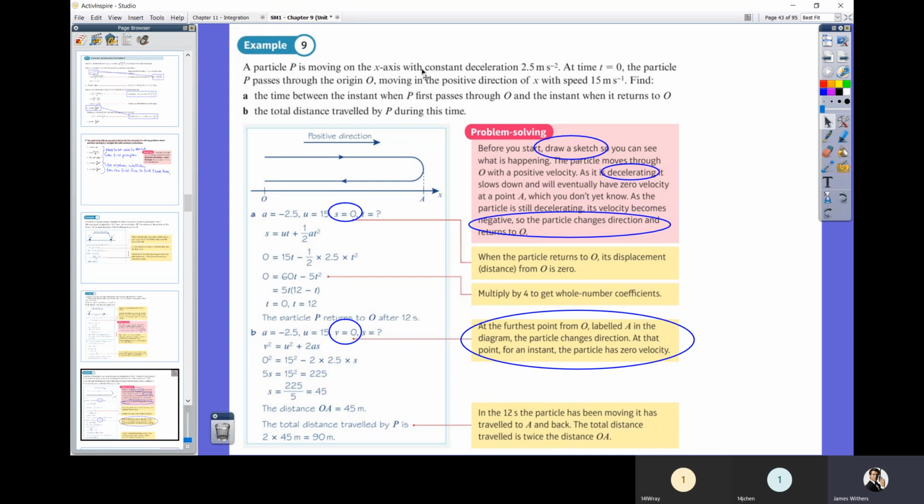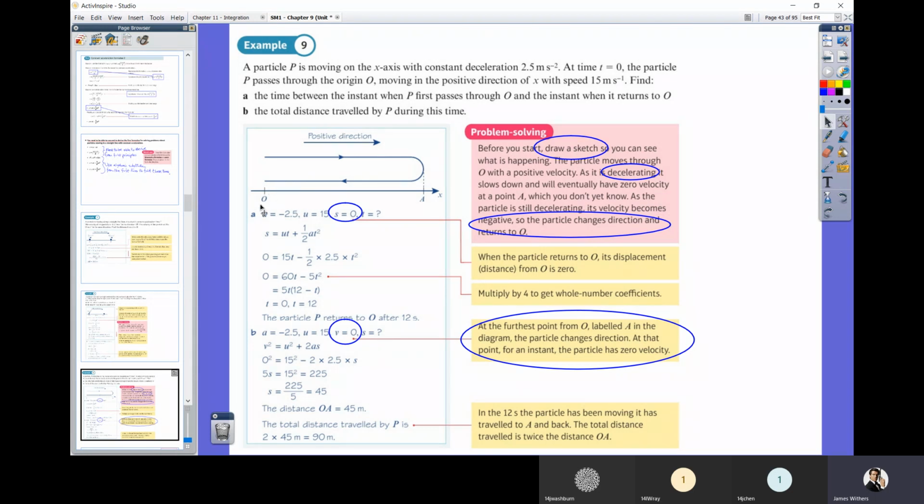Now, when we have a situation where we are decelerating, just think it through. Say we're moving from left to right and we're decelerating. So we're getting slower and slower until we actually come to a stop. But then as you continue decelerating, your direction changes and you start going back to where you started and beyond. So a typical question when you're decelerating is to find the time between the instant when P first passes the origin and when it returns to 0.